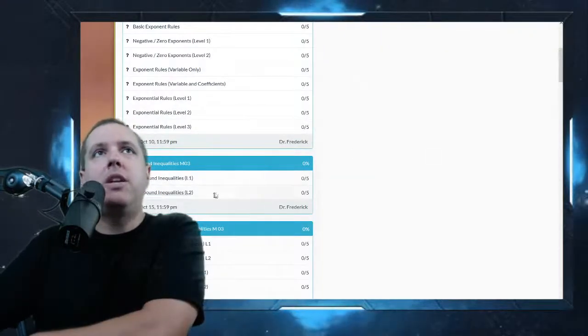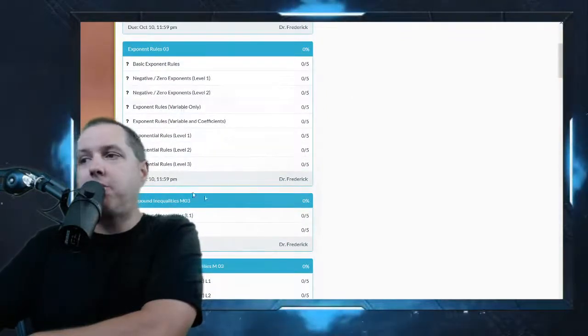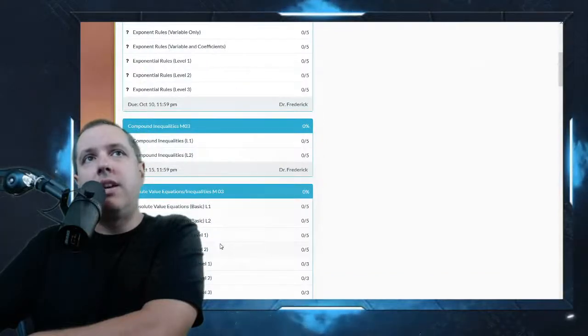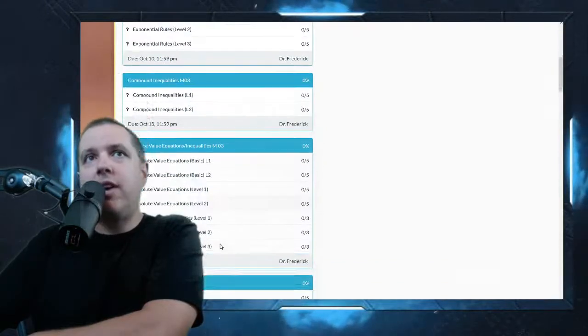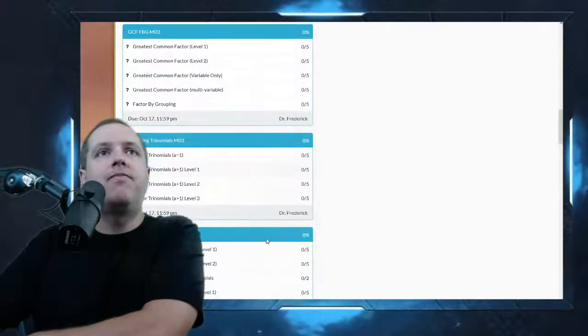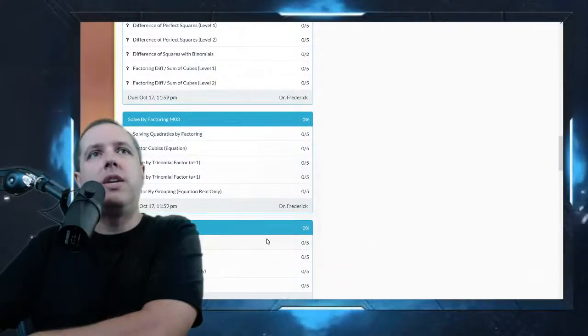There's the compound inequalities. So inequalities coming up. We're going to cover exponents today, and then we're going to get into the inequalities, absolute value equations, absolute value inequalities, that kind of stuff. And then we're going to get into, whoops, that's too much due in the middle of October. I might have to adjust these due dates a little bit.